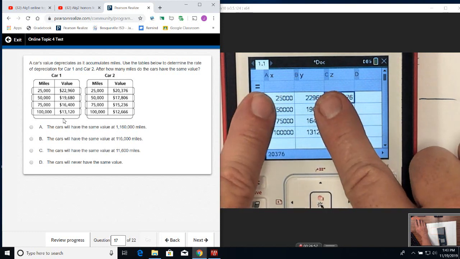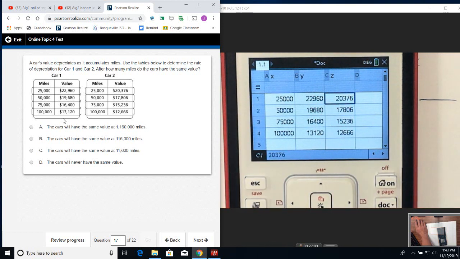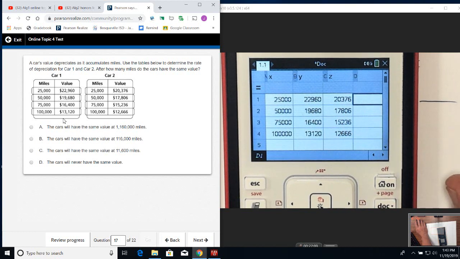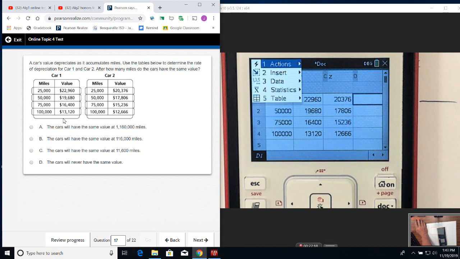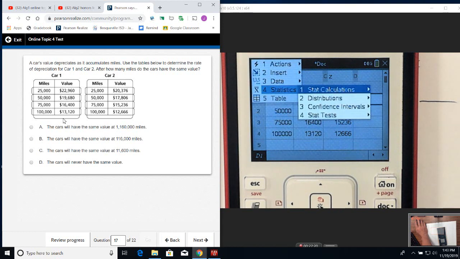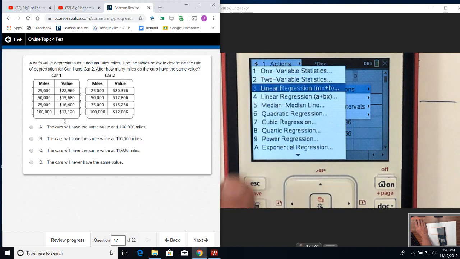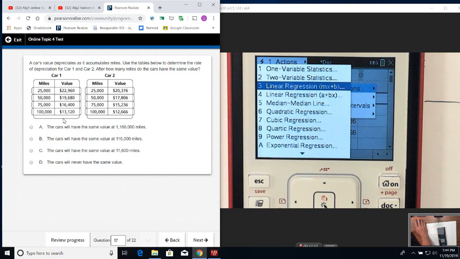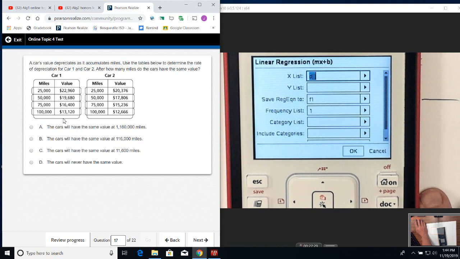Well, what's an equation that tells me the value of car 1 if it has 500,000 miles or 110,000 miles or 120,000 miles? How do I find the value of that? Go to an empty cell and come up with a line that goes through those 2 points. What's an equation of a line that goes through those points? It's also a function rule for its value. So to do that, you just go to Menu, Statistics, Stat Calculations, and do an equation, linear regression, in what form? Slope-intercept form.